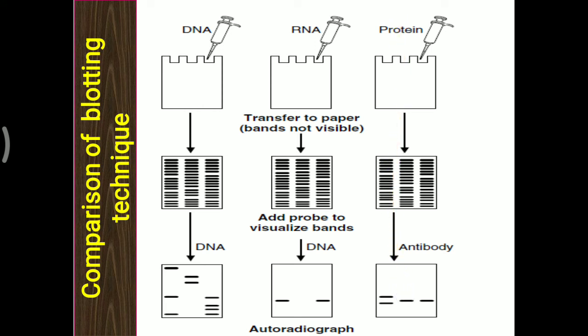So simply you have to remember: DNA detection with the help of Southern blotting, RNA detection with the help of Northern blotting, and protein detection with the help of Western blotting technique. A DNA probe is utilized in a Southern blot, a complementary DNA probe is utilized in a Northern blot, and a particular radio-labeled antibody is utilized for the Western blot technique. So that is the comparison and some similarity between different blotting techniques.